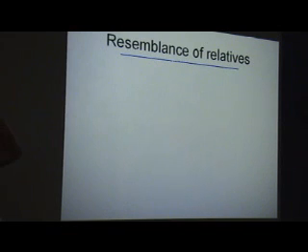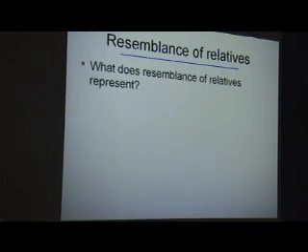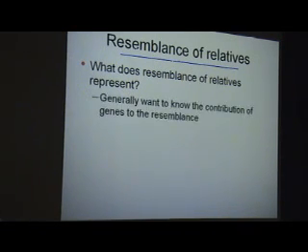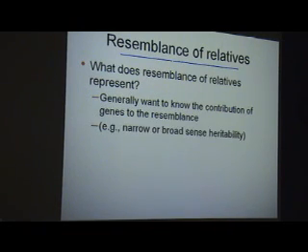So I'll talk a bit about resemblance of relatives because if people are studying this empirically, you might want to know a bit about how we understand maternal effects from the perspective of resemblance of relatives. So the classic view: what would we want to know if we were studying resemblance of relatives? Well, we generally want to know to what degree individuals that share genes resemble each other. That's a classic quantitative genetics problem. And that will give you things like narrow sense or broad sense heritability, depending on what type of relatives you're looking at the resemblance of, to what degree they look alike.